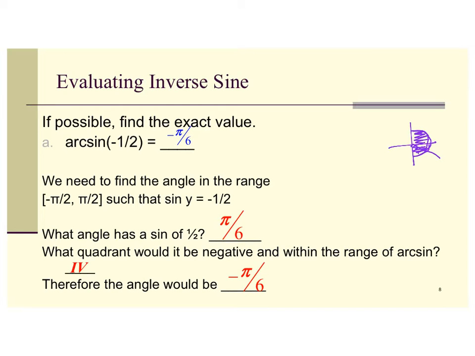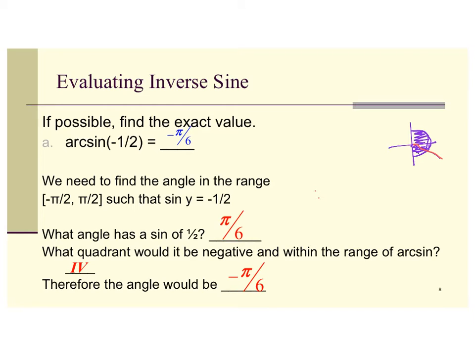Actually, I should change my color, shouldn't I? So it's not so purple on purple. That's where my angle should be. We need to find the angle in the range such that the inverse sine of y is negative 1/2. Well, we know what angle has a sine of 1/2. We know that that's pi over 6.